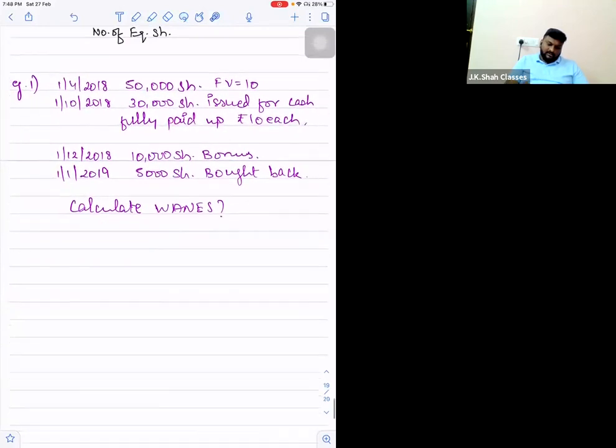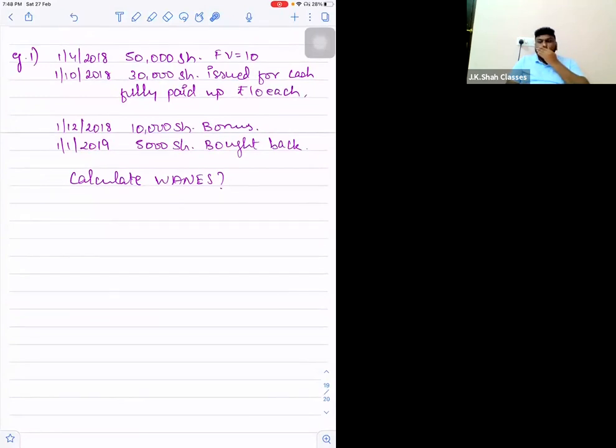Now, this is the first example. Right? And we have to calculate weights. Now, what is the example over here? Please understand.